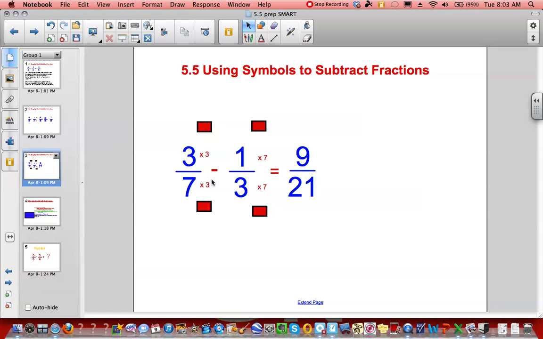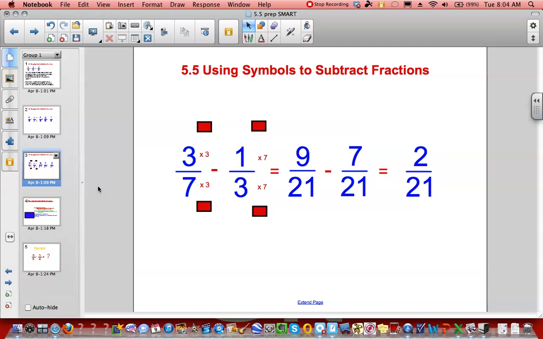3 times 3 is 9, and 3 times 7 is 21, and 7 times 1 is 7, and 3 times 7 is 21. So our new fractions are 9 over 21 minus 7 over 21. And then we just do our basic math. 9 minus 7 is 2. Our objects are still cut into 21 pieces, so our denominator does not change. 2 over 21. 21 is divisible by 3 and 7, not by 2, so this is as low as that fraction can go.